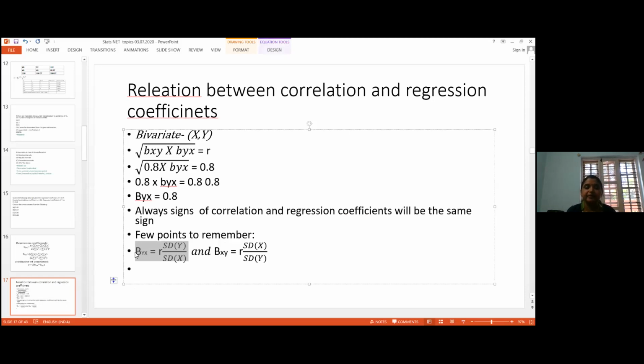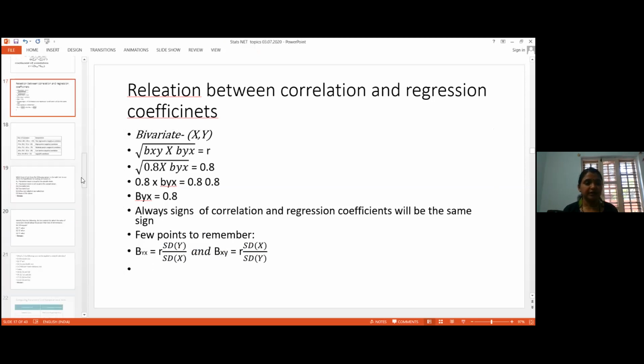like this. The regression coefficient of y on x is defined as r into standard deviation y by standard deviation x, where r is our correlation coefficient. And regression coefficient of x on y, you can remember it this way: the denominator is the second suffix. That's all you need to remember. See, byx, the second suffix is in the standard deviation denominator. That way you can memorize them. Okay, I hope there aren't any doubts with respect to this, and let us proceed.